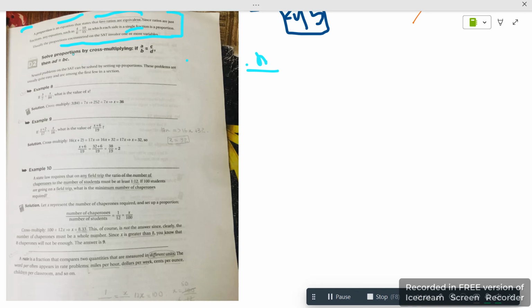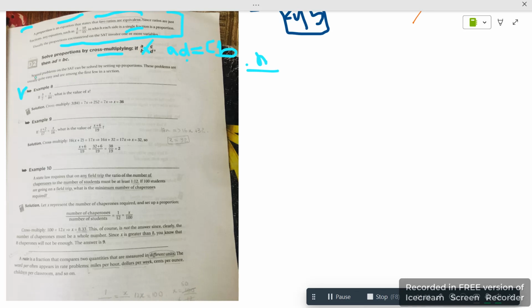So solve proportions by cross multiplying. If we have a upon b is equal to c upon d, when we cross multiply, you multiply a with d, which would be equal to c and b. Just multiply like this, it will go from this side like this.